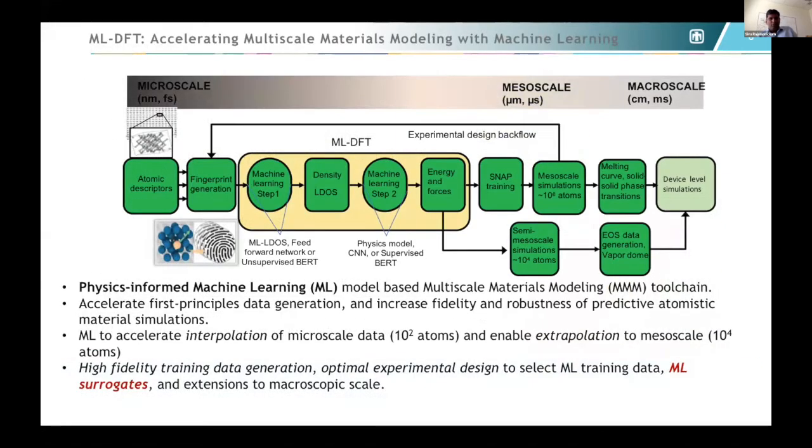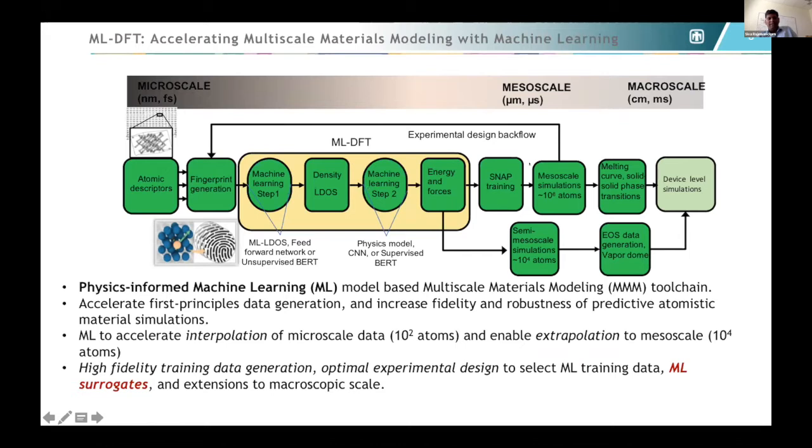And here is a workflow that we are interested in the project that I lead. We are given a configuration of atoms on the left side here. From that configuration of atoms, you want to go to a fingerprint. And you might remember this from the previous talk. This is the SNAP fingerprint. SNAP fingerprint could be used as one possible option here. There could be other options you could use. Then you do this DFT calculation that you would want. And the goal of the project is to replace that with a machine learning DFT.